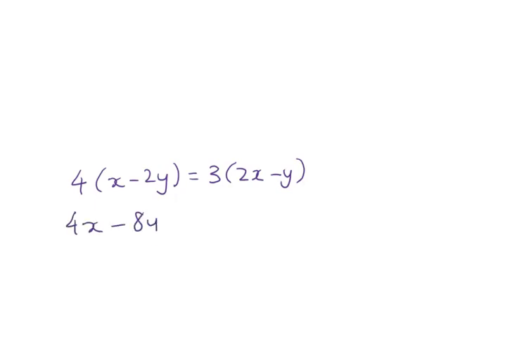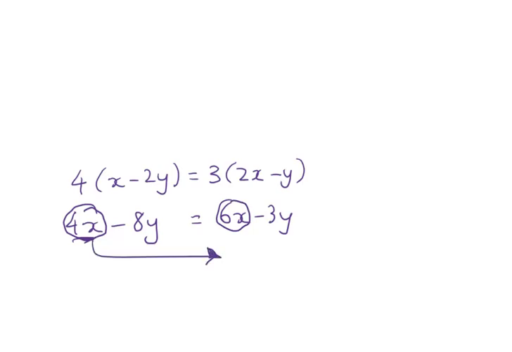Okay, so we've got 4 times x minus 2y is equal to 3 times 2x minus y. Expanding gives me 4x minus 8y equals 6x minus 3y. I'm going to combine the x stuff. Now the way I'm doing this is I've got 4 here and I've got 6 here. So I'm going to get it to the side where the x's are starting off bigger. I'm going to take 4x off both sides.